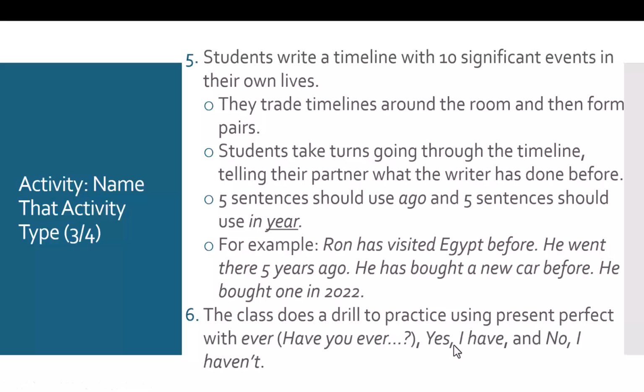Number 5, students write a timeline with 10 events from their own lives. They trade the timelines around the room and form pairs, and then they take turns going through the timeline. They tell their partner what the writer has done before. Now, adding to this, you have 5 sentences that should use ago and 5 with year. So, for example, Ron has visited Egypt before. He went there 5 years ago. He has bought a new car before. He bought one in 2022.